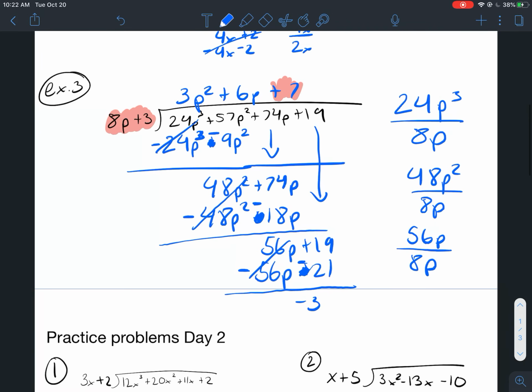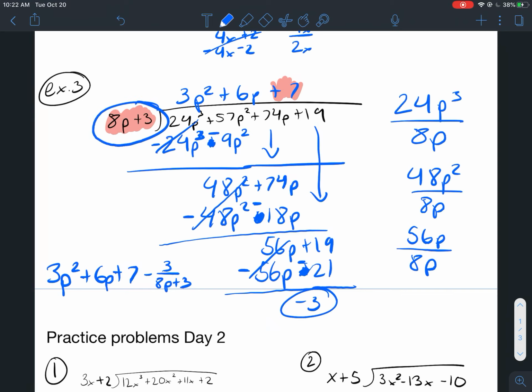So the final answer should be 3p squared plus 6p plus 7, and then a minus 3 over 8p plus 3. So I did my remainder over my binomial. That would be my answer there.